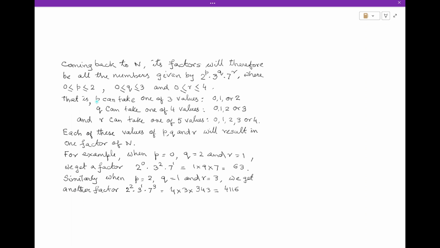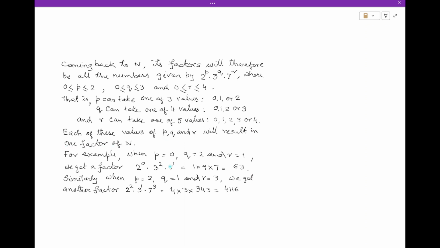That is, p can take one of three values, 0, 1 or 2. q can take one of four values, 0, 1, 2 or 3, and r can take one of five values from 0 to 4. Each of these values of p, q and r will result in one factor of n.